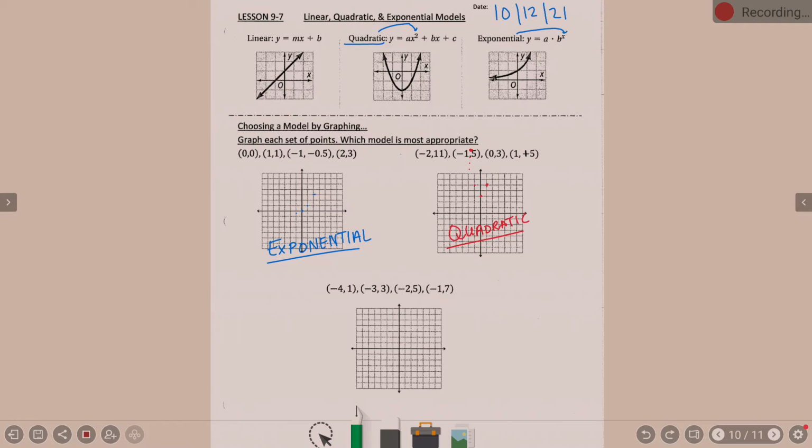Okay, bottom one. Negative 4, 1: left 4, up 1. Negative 3, 3: left 3, up 3, good. Negative 2, 5: left 2, up 5. Negative 1, 7: left 1, up 7. What is it? Linear. That is linear.